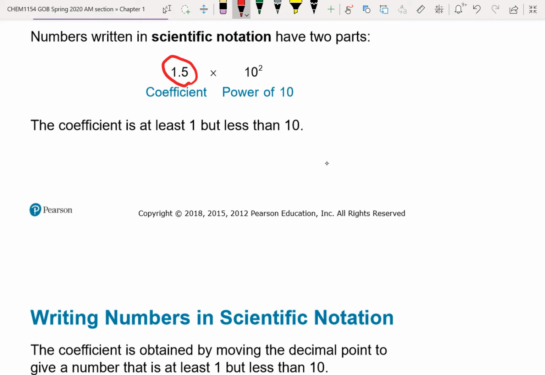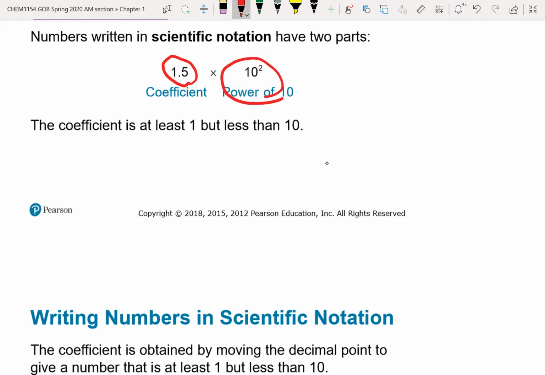And that coefficient, I think I mentioned this at the end of class on Monday, oftentimes in chemistry we have these big words that mean really simple things, right? Coefficient, big fancy word, that just means the number at the front of the number in scientific notation. So that number gets multiplied by 10 raised to a certain power, right? So those are going to be the 2 parts to every number written in scientific notation.